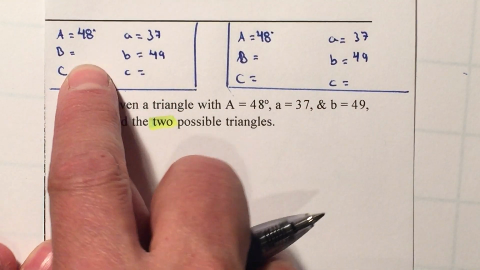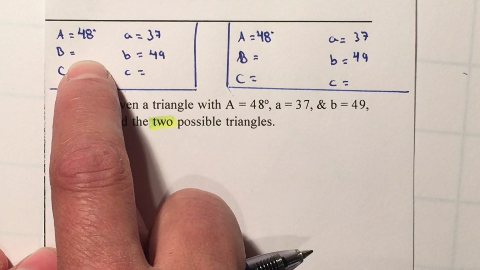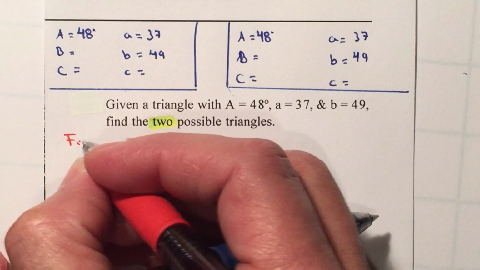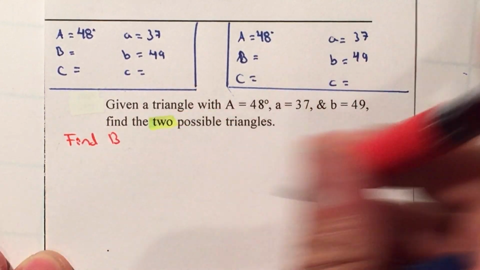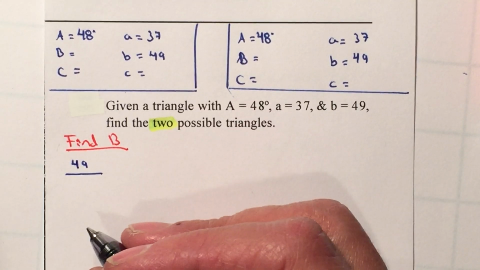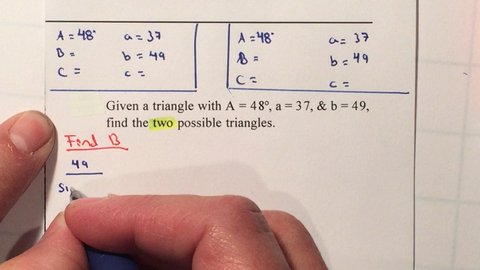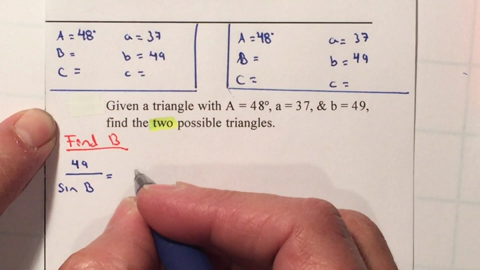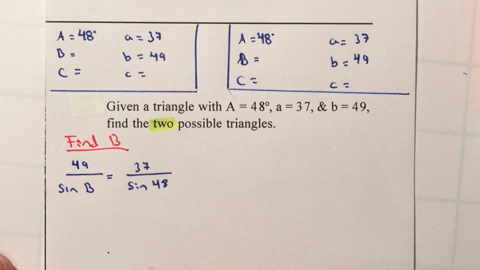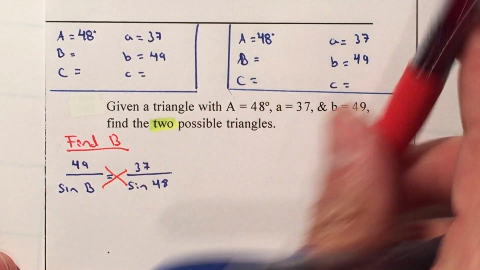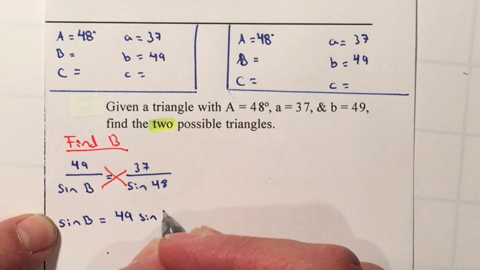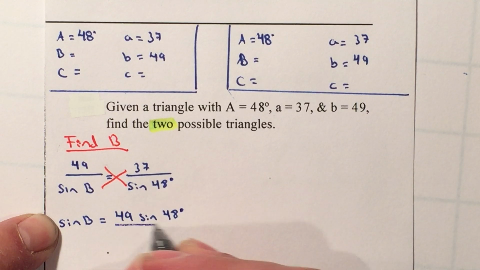So therefore, let's go and look for angle B, and we're going to be using the law of sines. Now remember the law of sines, since we're looking for B, so let's say find B. It'll be 49 over the sine of B is equal to 37 over the sine of 48. And now I can solve for B. I'm going to cross multiply, and I'm going to do this in one step. So the sine of B is equal to 49 multiplied by the sine of 48 degrees over 37.